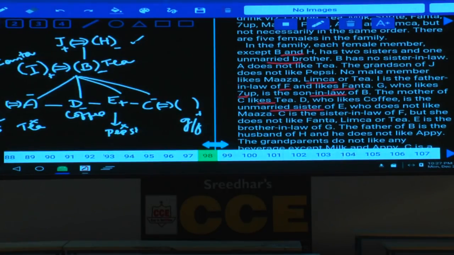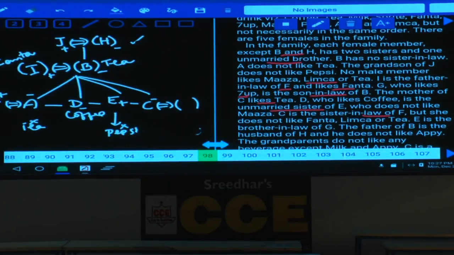Next one, C is the sister-in-law of F. As C is the sister-in-law of F, C and F are not married to each other. As C and F are not married to each other, hence F is married to A. If F is married to A, then who is the other person here? This G is married to C.